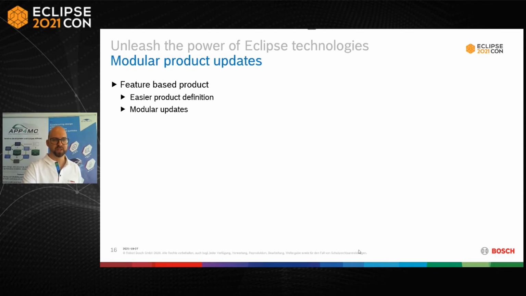So let's start with the modular product updates topic. What we have is a feature-based product. A feature-based product is easier in the definition, because we just define the features that we use. We don't need to configure every single plugin that we want to integrate. And we want to get modular updates.